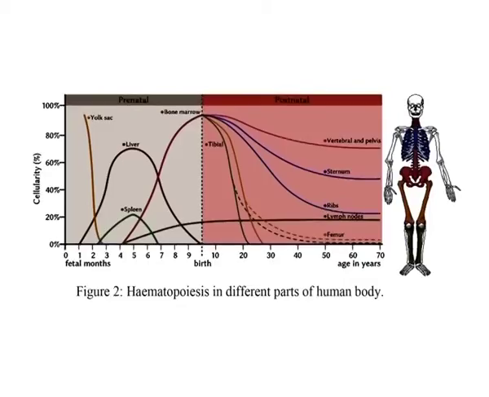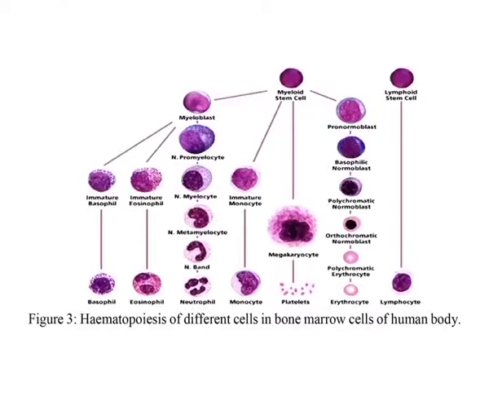A blood cell, also called a hematopoietic cell or hemocyte, is a cell produced through hematopoiesis from bone marrow cells of the skeletal system. Figure 2. Hematopoiesis in different parts of the human body. Figure 3. Hematopoiesis of different cells in bone marrow cells of the human body. Usually a blood cell count is part of a routine checkup or screening, or a follow-up test to monitor certain treatments. It can also be done as part of an evaluation based on patient symptoms.